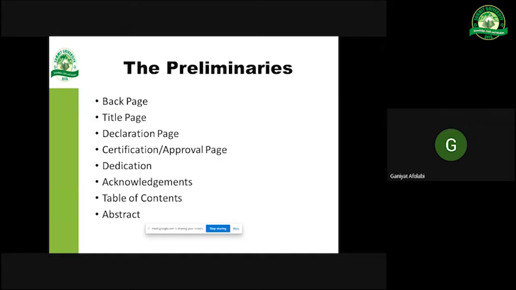Dedication page. When you are dedicating, please ensure that you are dedicating to someone or a particular person. Not that I dedicate this work to my loving wife, my children, a baby, a baby. No, that's not how to dedicate. That's just conflicting things for yourself. When you are dedicating, I will advise you dedicate to God. I dedicate this work to God Almighty.